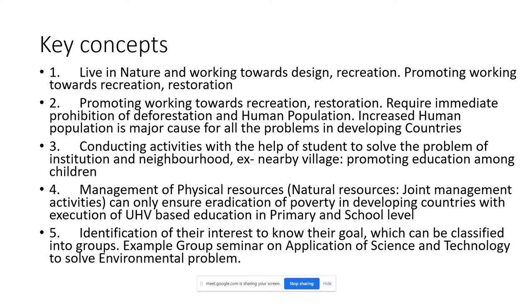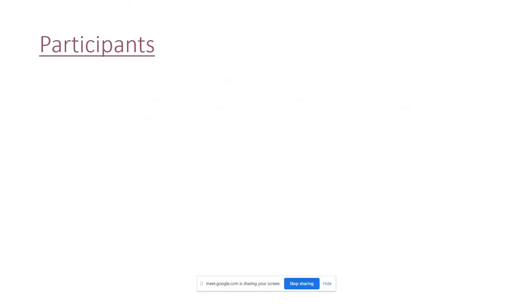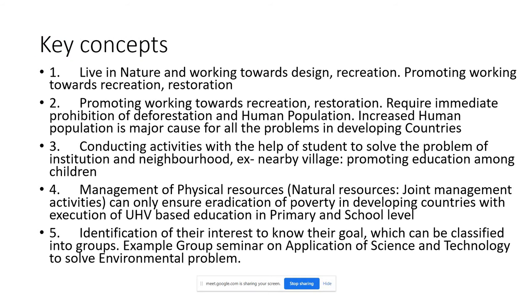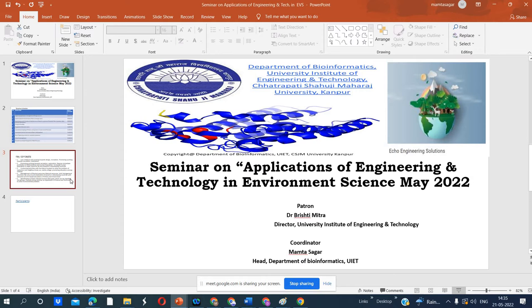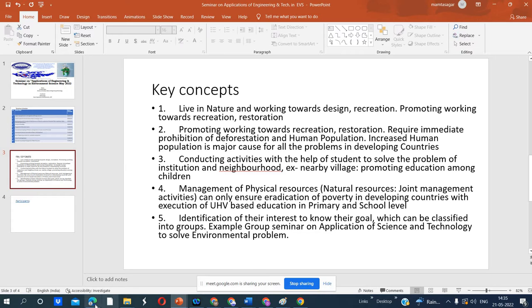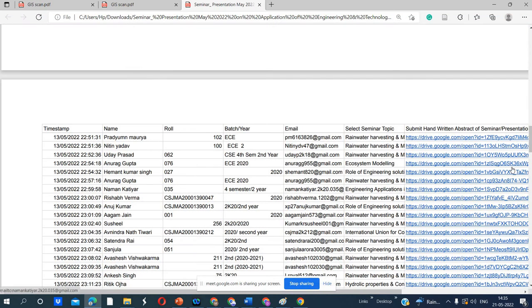This group activity is based on the application of science and technology to solve environmental problems. So now in this group we are going to discuss that. We have a lot of participants, and these are all the participants of our group.